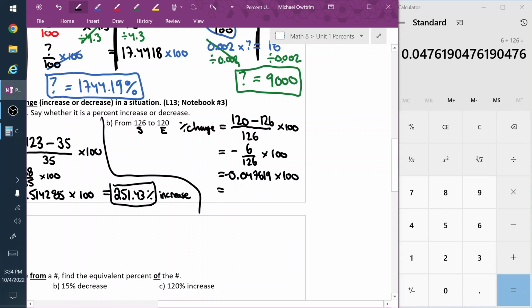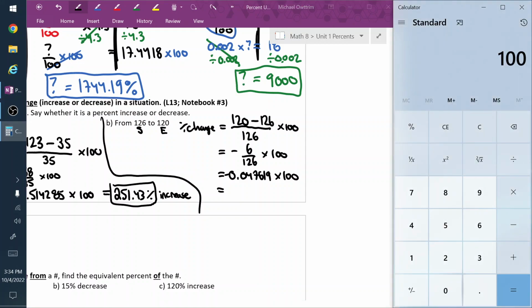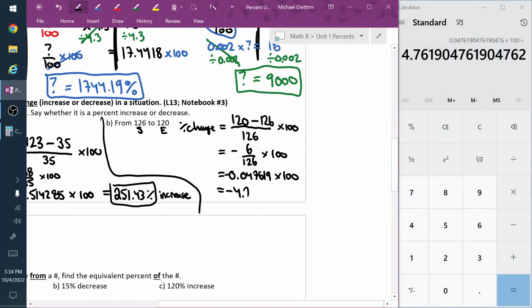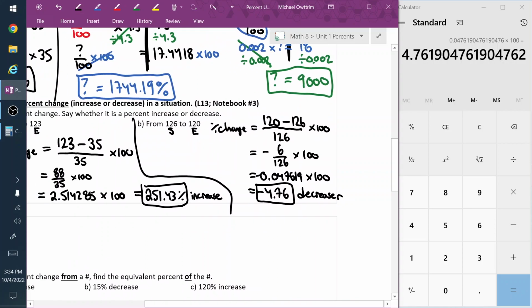Oops, we need our negative there. That times 100 gives me, oops, I don't know what happened there. Let's do that again. I get negative 4.7619. So we'll say negative 4.76, and since that's negative, it's a decrease. We're obviously going down from 126 to 120. Okay, so when you're calculating the percent change, just use your formula.